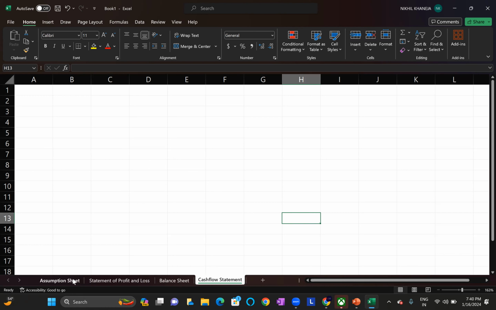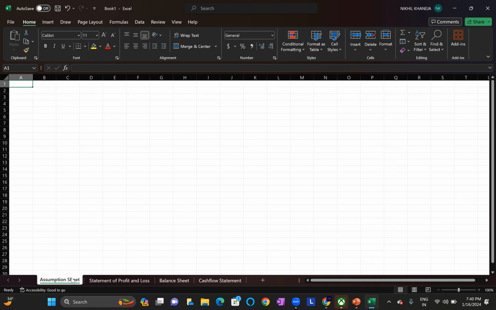Okay, so now I'll start from the assumption sheet. But before that, as I need a particular format for all of my sheets, I will press Shift and select these sheets also. What I am doing now, I have just grouped these four sheets. It is called grouping.